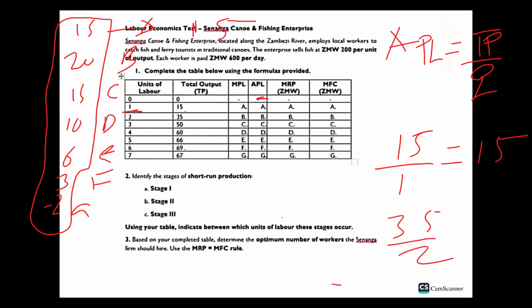35 divided by 2, that is 17.5, right? I don't know. I'm not able to get you. 50, just that is on the writing, third one. 50 divided by 3. What is 50 divided by 3? You're not able to get me.